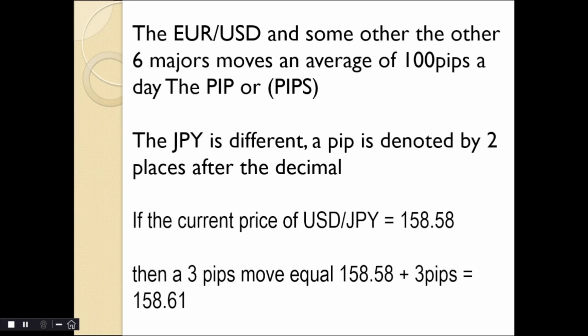For example, if the current price of USD JPY is 158.58 and there is a movement of 3 pips upward, it means that the new market price will be 158.58 plus 3. You find out that 3 plus 8 is 11, 1, and carry 1, you add 1 to the 5, it becomes 6. So the new market price now will be 158.61.